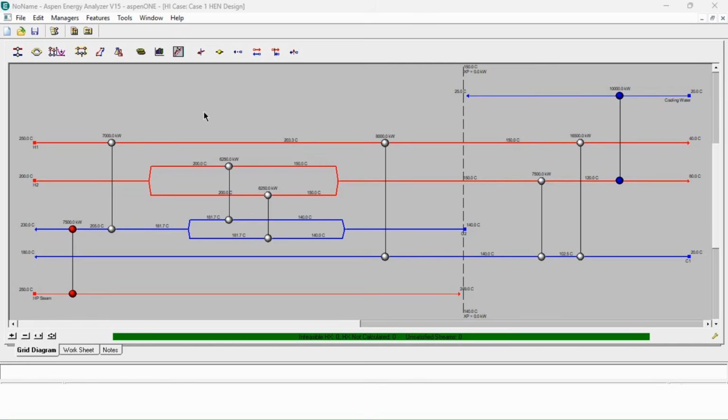So let me tell you something very important. Software does not design networks. Engineers do. Tools like Aspen Energy Analyzer only assist, but understanding pinch, splitting, and energy targeting is what makes you different.